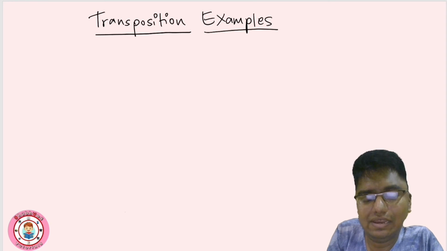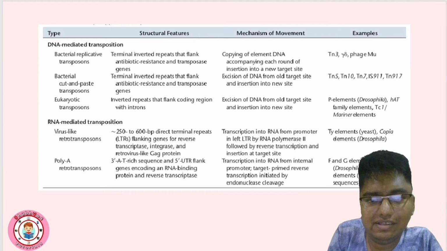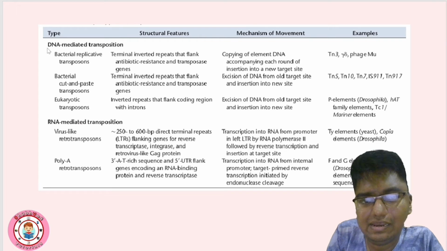So basically, what is transposition? The different types of transposition we have discussed in detail in the previous video. Examples of transposition, or the transposable elements we call mobile genetic elements, are in this chart. This is a very easy chart actually, and I think it is very important because all the types of transposition are shown with examples. Let's see one by one.